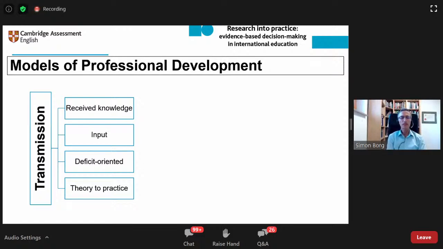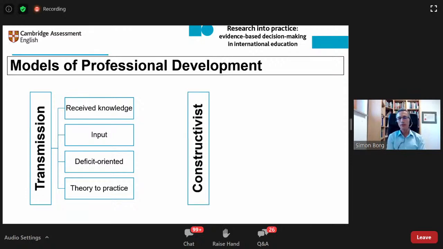The view of teachers is somewhat deficit-oriented. In other words, the assumption is that there are gaps in teacher competence which need to be plugged or filled. There's very often an assumption that teachers come to training or professional development as empty vessels. And in terms of the relationship between theory and practice, this model assumes a clear link from theory to practice. The professional development will provide the theory, teachers will then implement it in practice, and the assumed result is improved teaching and learning.